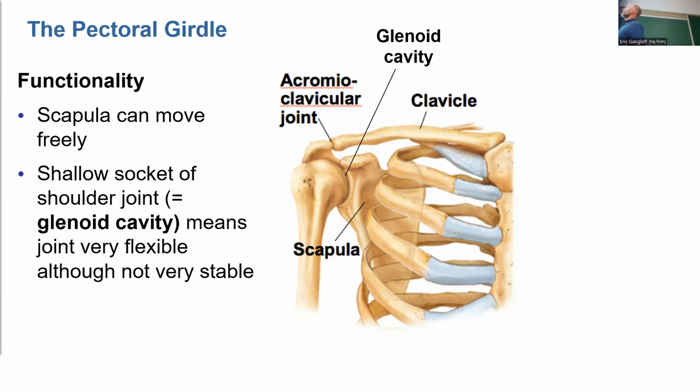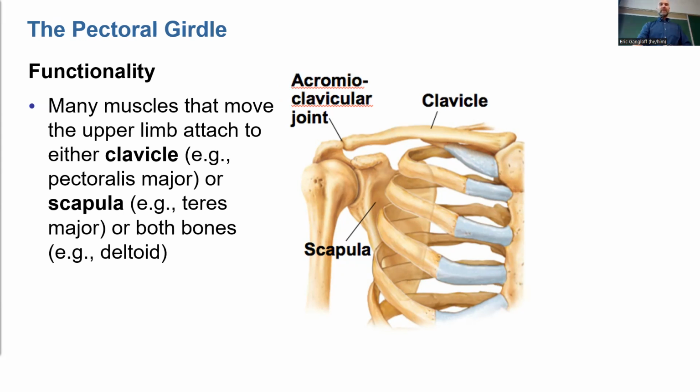And the lack of stability stems from this very shallow cavity where the humerus articulates with the scapula, but also from a potentially fragile fracture point at the clavicle. So you can get a broken collarbone pretty easily as well. And we're going to talk about that and have some images coming up.